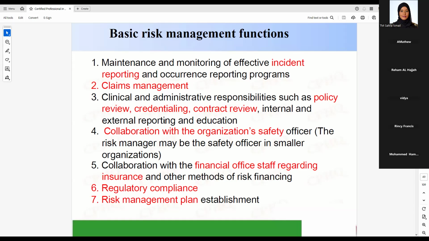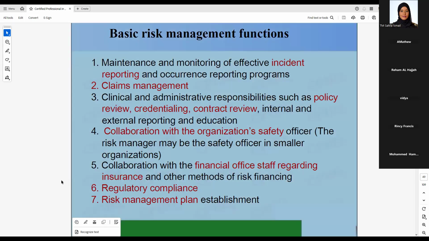and education, collaboration with the organization safety officers. So the risk manager might be the safety officer also in a small organization. So this is talking about staff safety, occupational health and safety, and so on. Collaboration with the financial office staff regarding insurance and other methods of risk financing, regulatory compliance, and also establishing the risk management plan. The risk management plan is a mandatory document in any JCI accredited organization. You should have a quality management plan, and you should also have a detailed documented risk management plan. So this is talking about the responsibilities or functions of risk management.